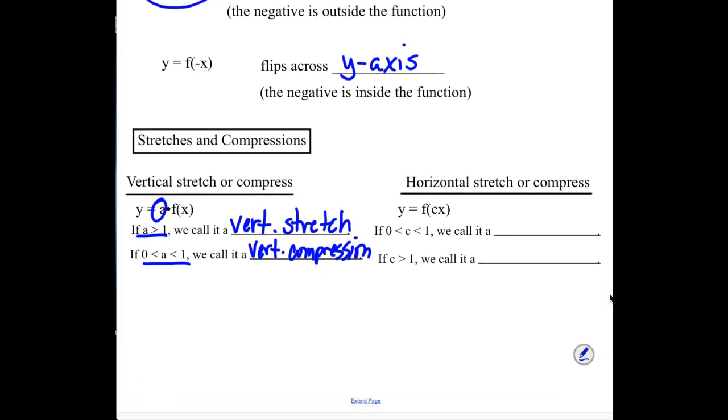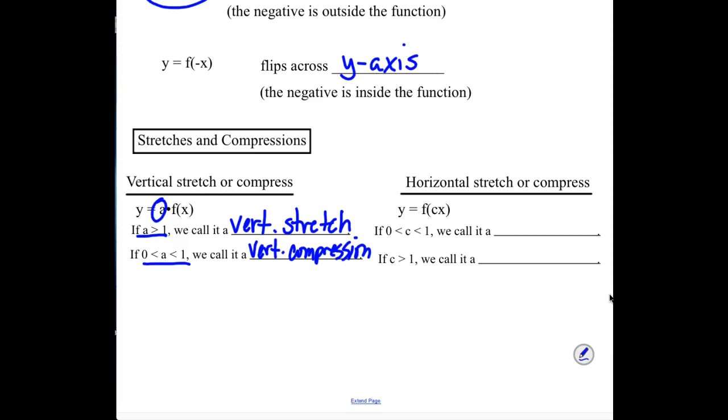Okay, what if a was exactly 1? Does it do anything? An a value of 1 would be your parent function. Think of all those graphs that we just did on your first page of your notes, right? Your a value on all of those was 1. y equals 1x. y equals 1 absolute value of x. y equals 1x squared. If a is 1, we haven't done anything. That's our parent function.